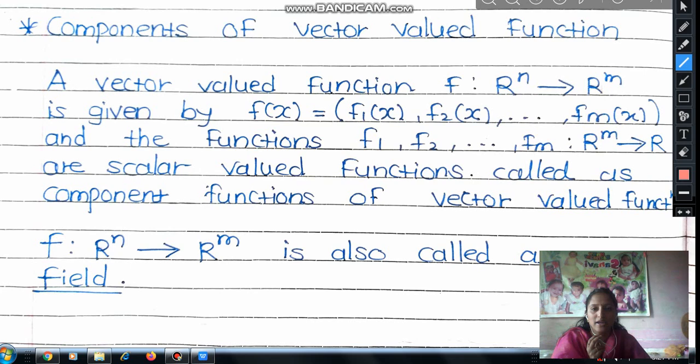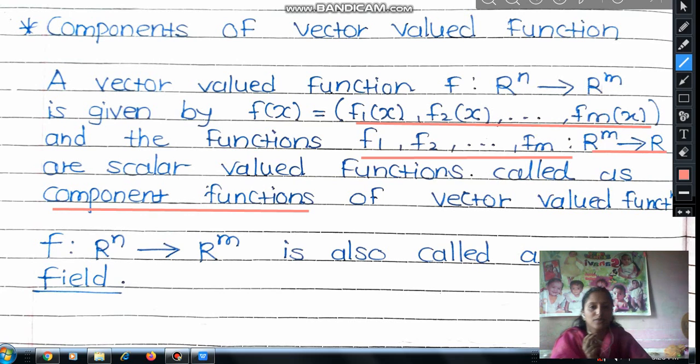A vector valued function which is defined from Rn to Rn is given by f of x equal to f1 of x, f2 of x and so on up to fm of x. These f1, f2, fm are called component functions, and these functions are defined from Rn to R. These functions are scalar valued functions. And these are called component functions.